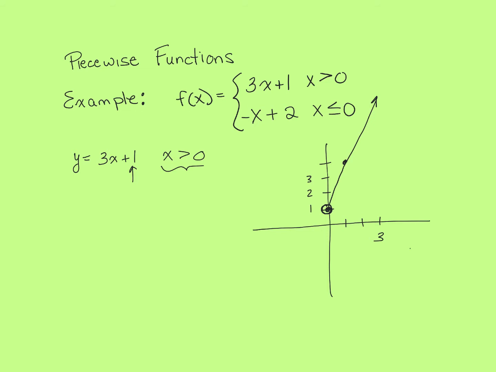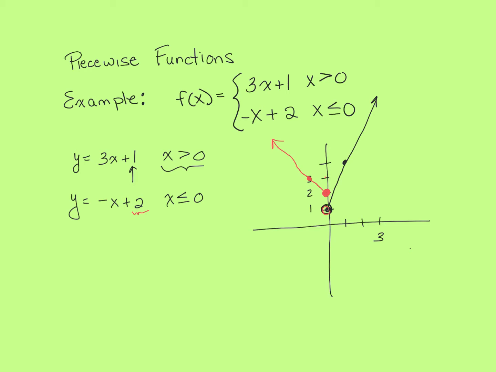The second piece to this is minus x plus 2, but it is only that if x is less than or equal to 0. So we're going to take that piece, and I'm going to do it in a different color. That piece is going to cross the y-axis at 2, so 0, 2, and it'll have a negative slope, down 1 over 1. I'm going to go up 1, back 1 so that I can see it a little better. And notice that this solid dot is included in the graph, whereas this open circle is not.